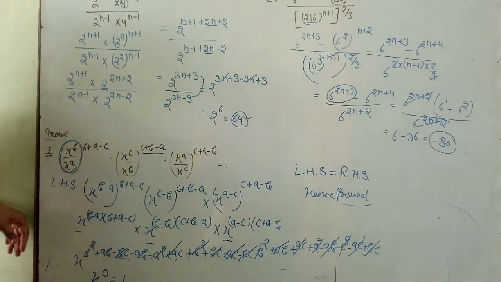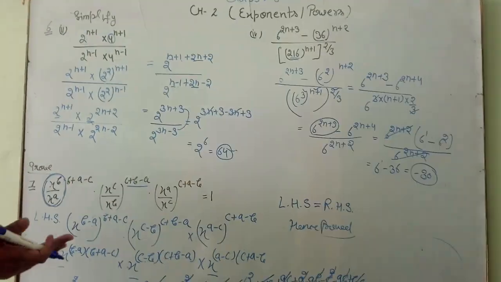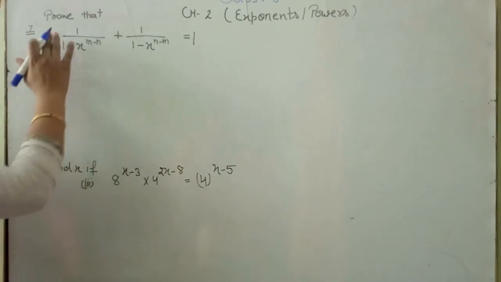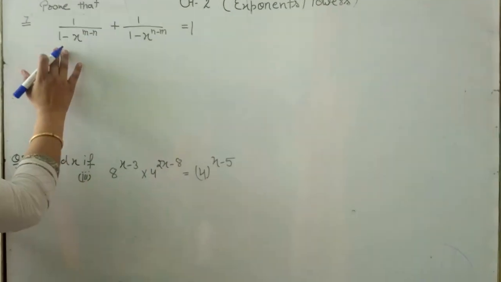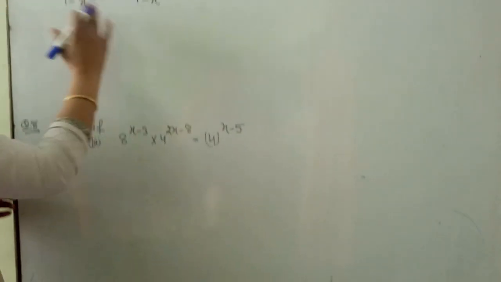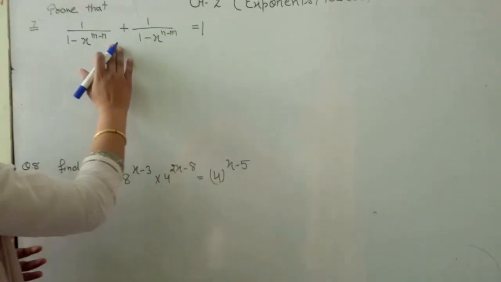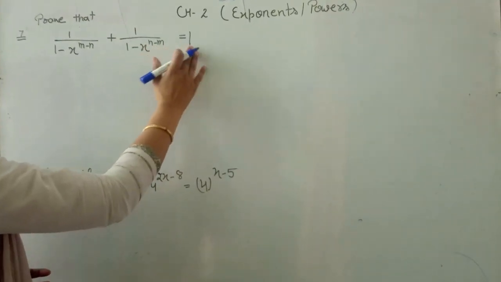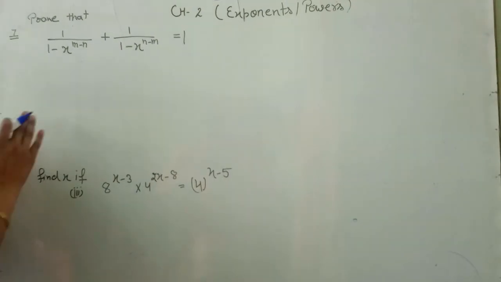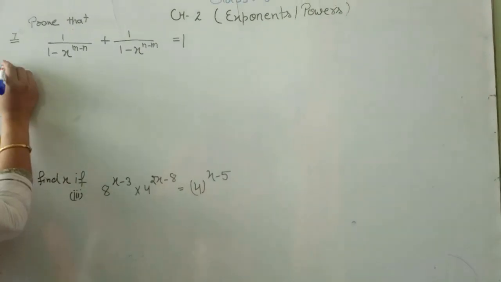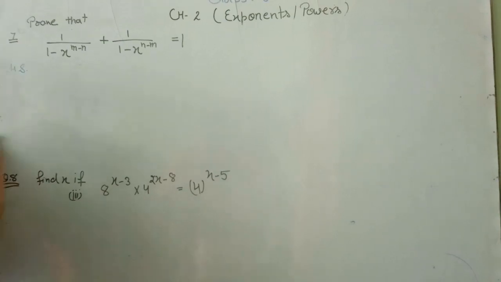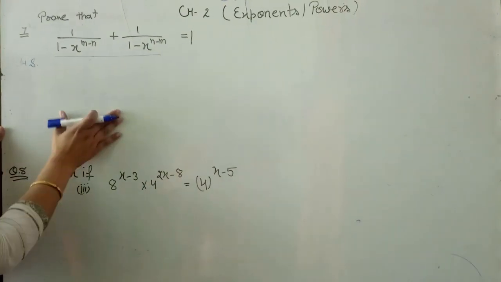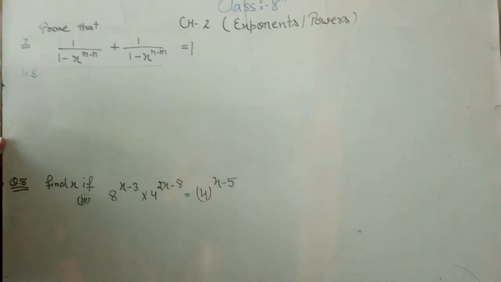Clear? Then next we take another question. Our next question, question number 7. Prove that 1 by 1 minus x raised to the power m minus n, plus 1 by 1 minus x raised to the power n minus m, equals 1. We have to prove this. Student, first we take left hand side. First we take left hand side, means we take this side, and we have to show that this complete equals 1.